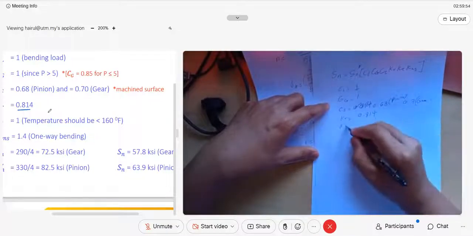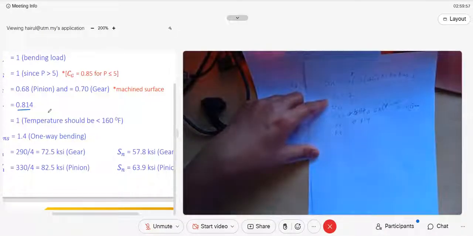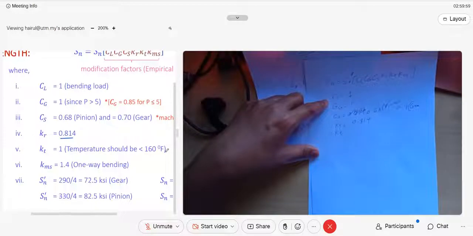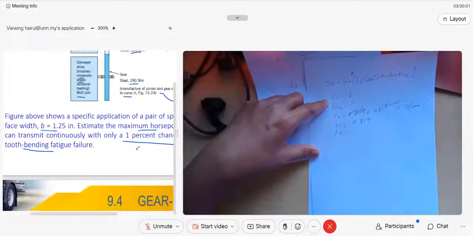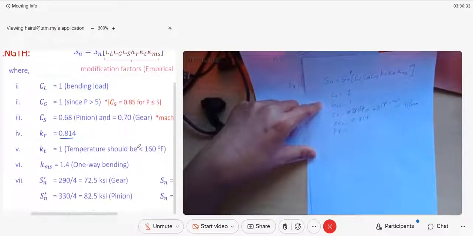Your KT is the temperature factor. If temperature is not given, guys, it is always less than 160 degrees Fahrenheit. Unless it is greater than 160 degrees Fahrenheit, then you have to use the equation from just now. So this is less than 160, so KT is 1.